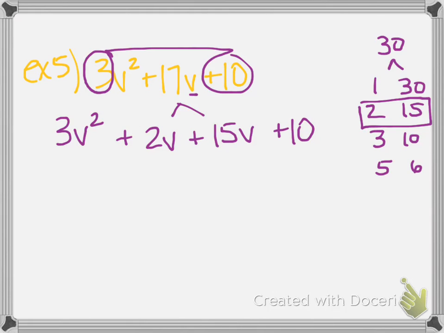Also notice that 17 had one v, so that means each of those terms gets only one v. Alright, now that we have our four terms, we can go ahead and split them in half. Take out a GCF on each side.